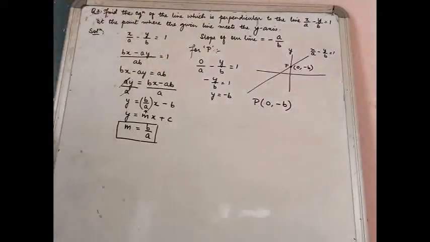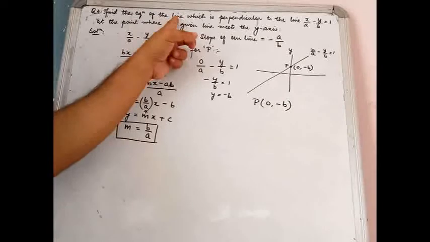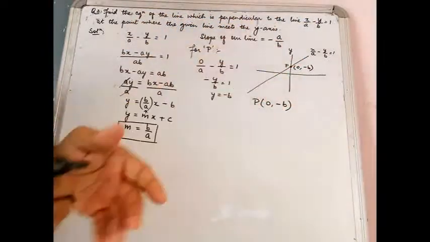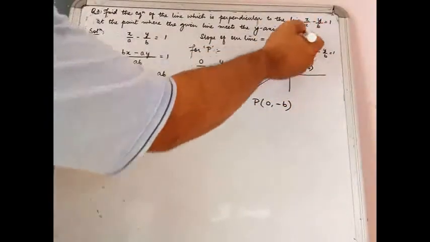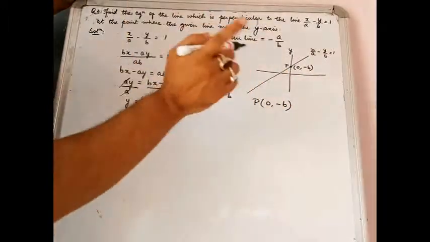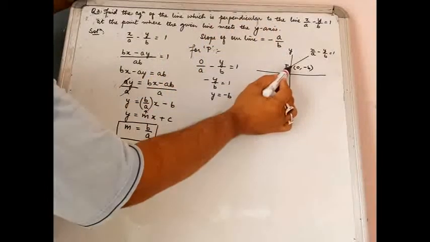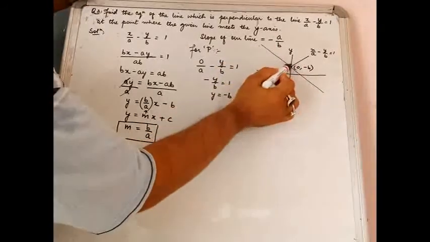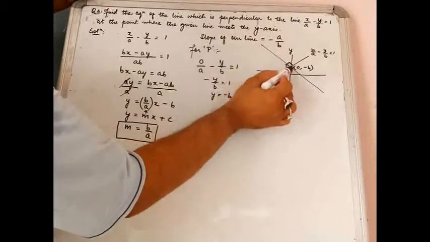Okay, now go back to the question. The question says we have to find the equation of the line. Which line? Which is perpendicular to this line. So our line is not this line, this is the given line. Our line is perpendicular to this line at the point where the given line meets the y-axis. So that point is this point, and at this point our line is running perpendicular like this. Please understand this carefully.